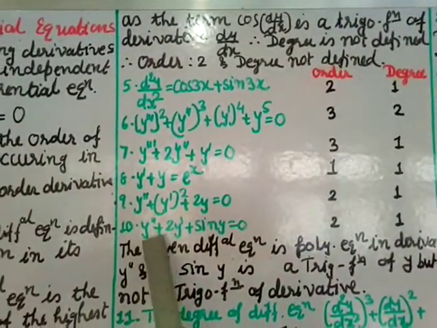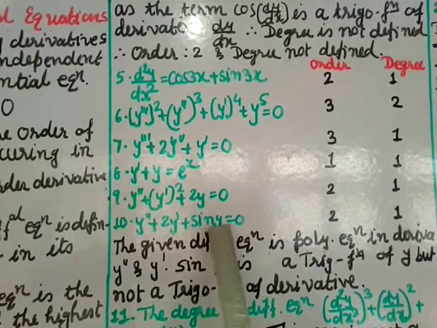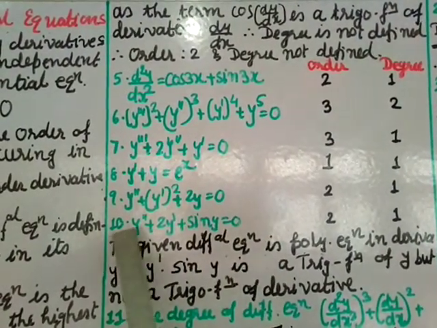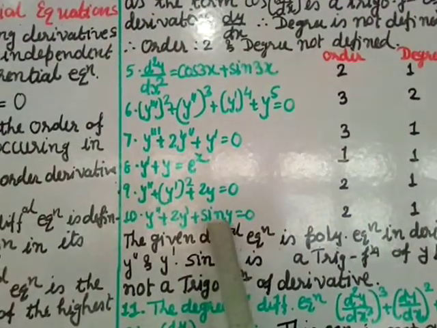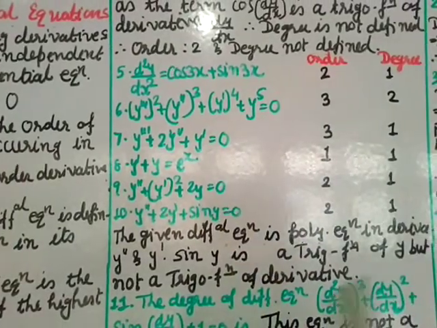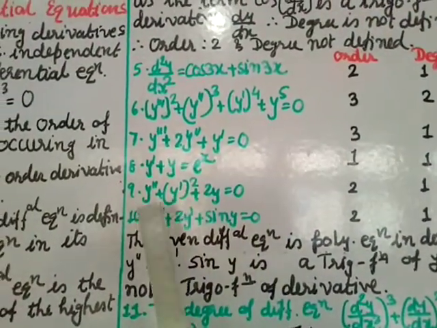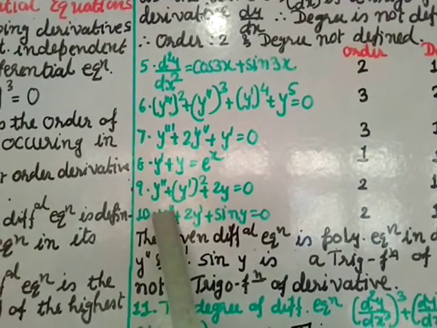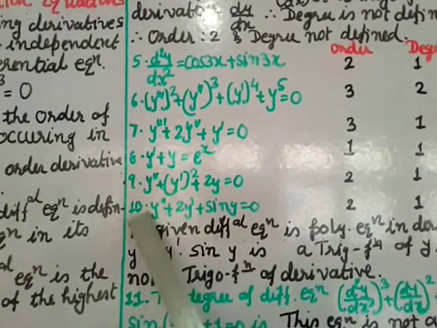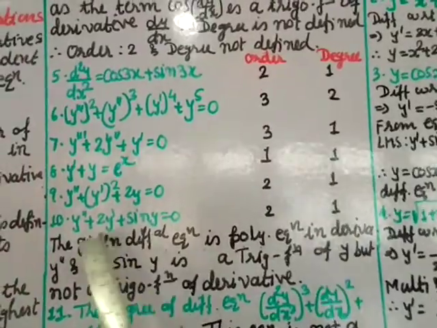Question number 10, y double dash plus 2y dash plus sin y equal to 0. Here this also is polynomial, okay? Though in sin y, this y is only in a trigonometric function, not the derivative. So this is a polynomial function, okay? And the order is that of y double dash, that is second order. So order is 2 and its power is 1, so degree is 1. I have written for this.